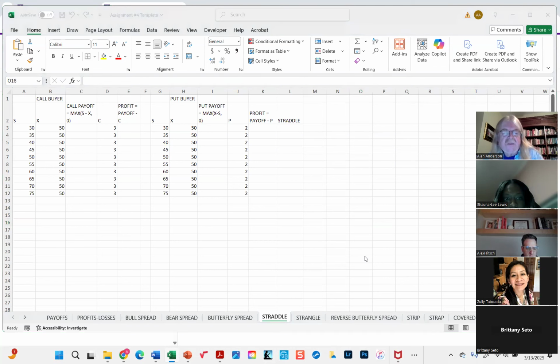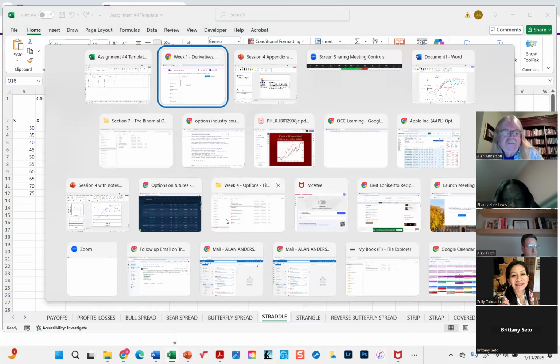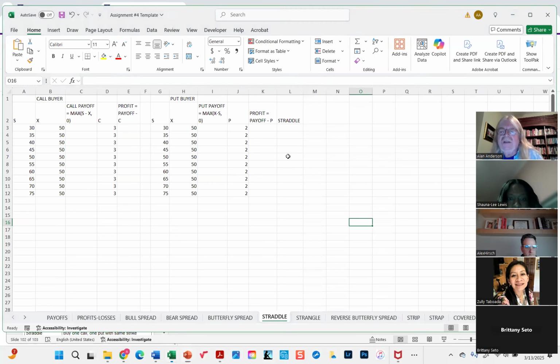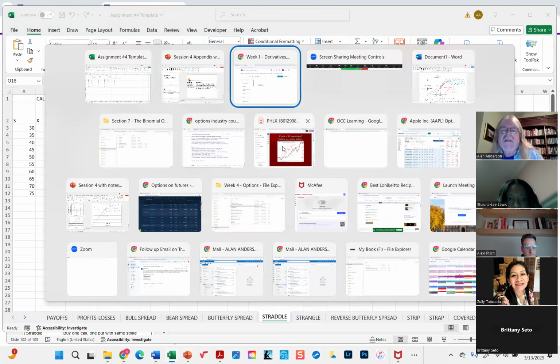So if you look in Brightspace, you'll see, oh God, where is it? It's here somewhere. It's here. Don't worry, it's there somewhere.